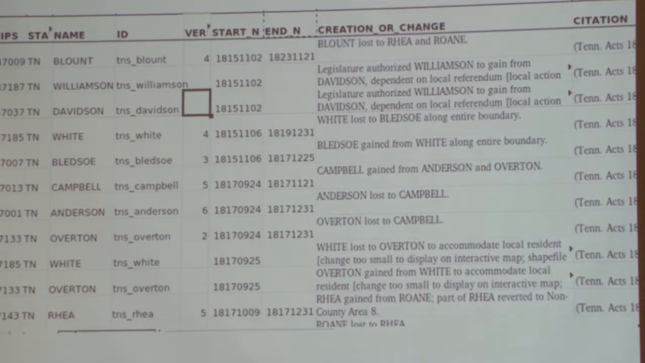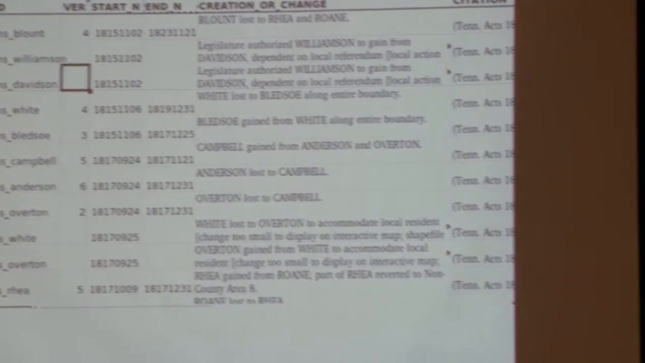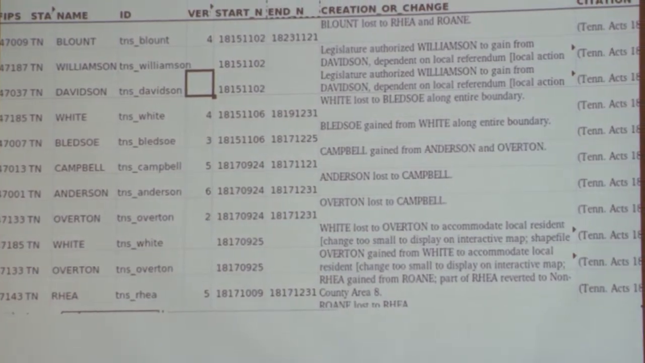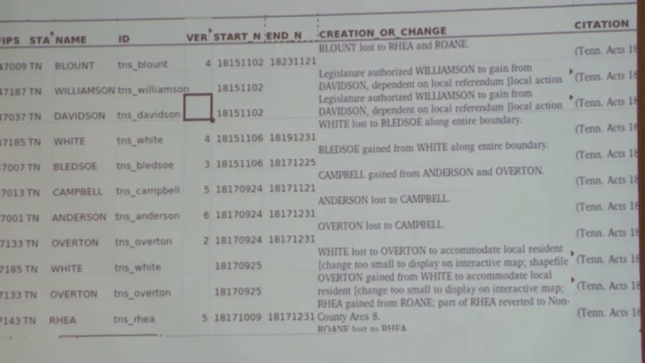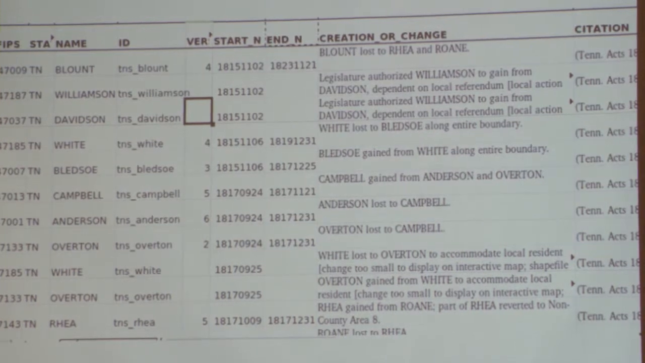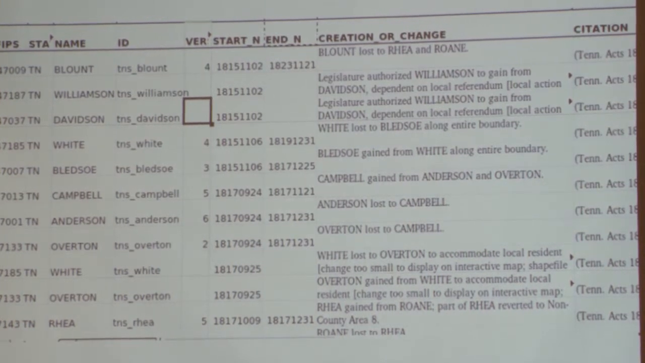I guess the other thing I would draw attention to in the creation or change field is how redundant this is. There's a row here for every county to record its perspective. So you'll see that Campbell gained from Anderson and Overton. Anderson lost to Campbell, Overton lost to Campbell. This made sense for book production. This worked for a process where you had a spreadsheet or a database. I think it would be interesting today, if the project were starting today, to think of how you would model that as a relationship and then generate these descriptions from it.